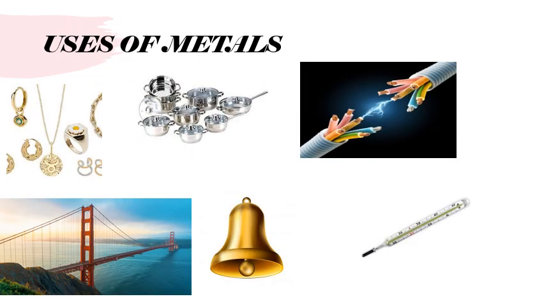Uses of metals. The uses of metals are related to their properties. They are made into jewelry due to their hard and shiny appearance. They are used to make cooking vessels because they are good conductors of heat. They are used to make electrical cables because they are malleable, ductile, and good conductors of electricity.